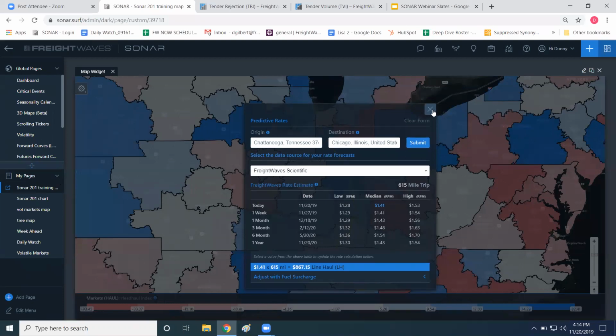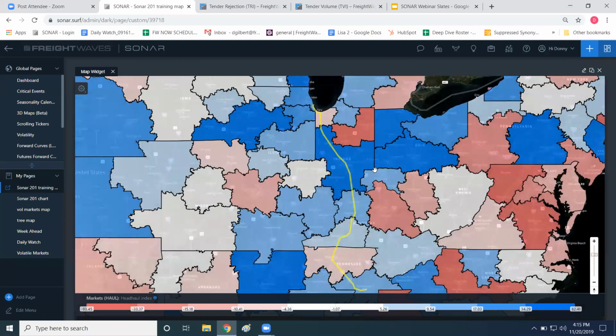Let me clear out of it here. So far we've gone through, we've talked about outbound tender volumes. We've brought up inbound tender volumes, which is where the rates go. We looked at the maps, we looked at the charts, and we've broken our outbound tender rejection rates down by dry van and reefer. And we've also dove a little bit into tender lead times.